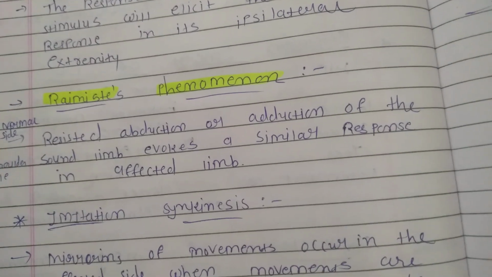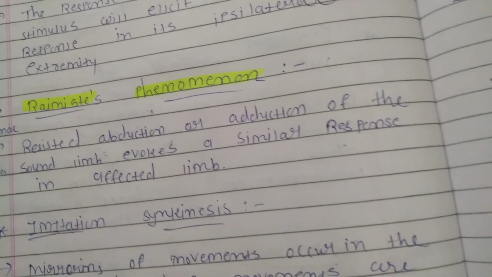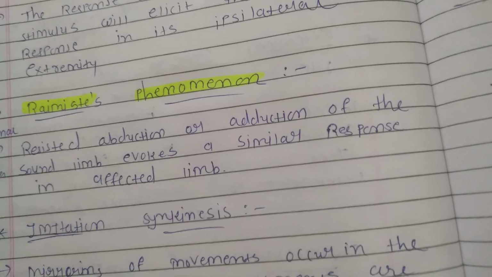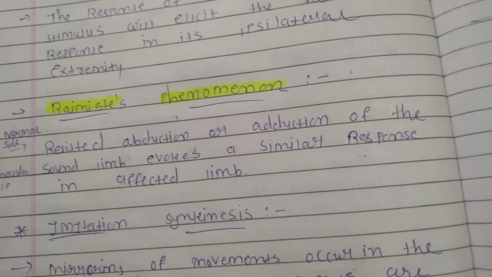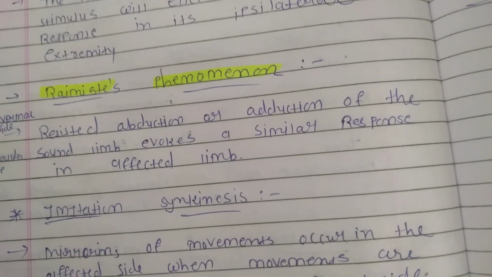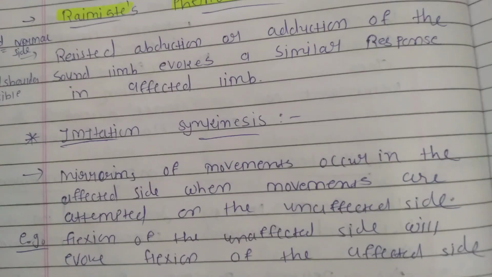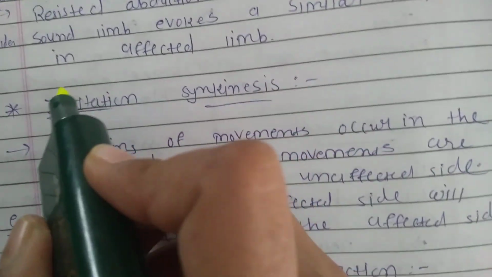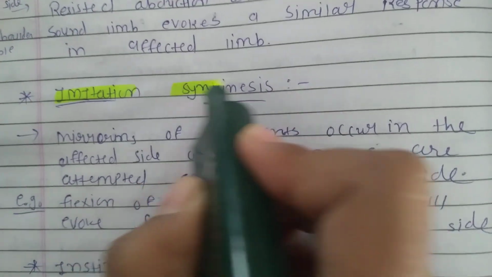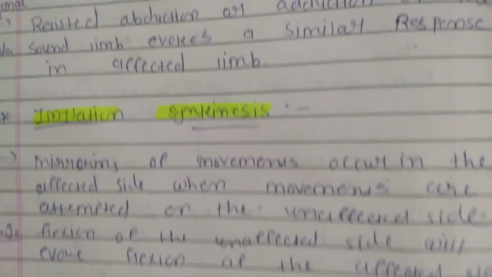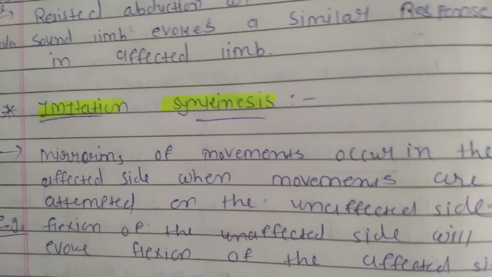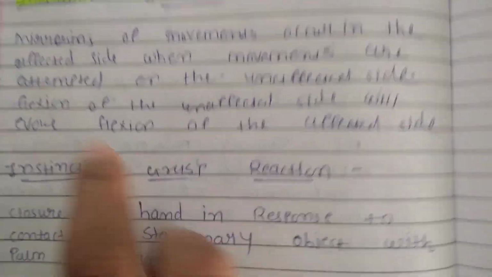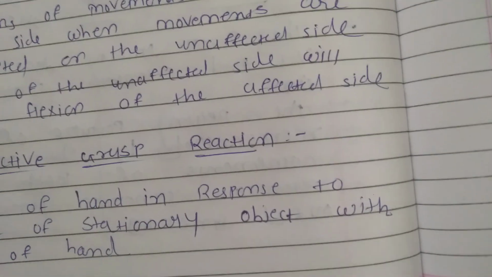So first we saw homolateral limb synkinesis, and the second one is Raimiste's phenomenon. The third one is imitation synkinesis. It is kind of similar to the previous one, but there is a minor difference. Imitation means copying, right?